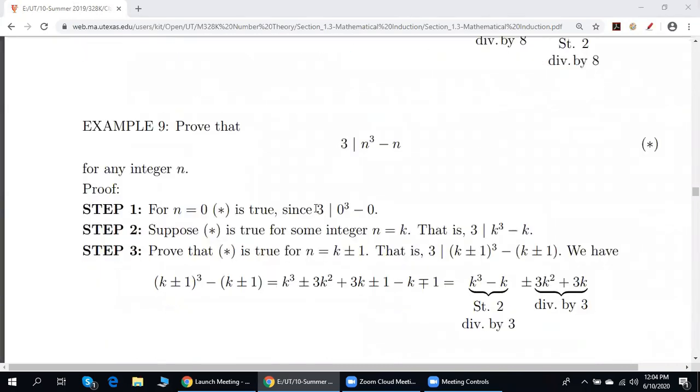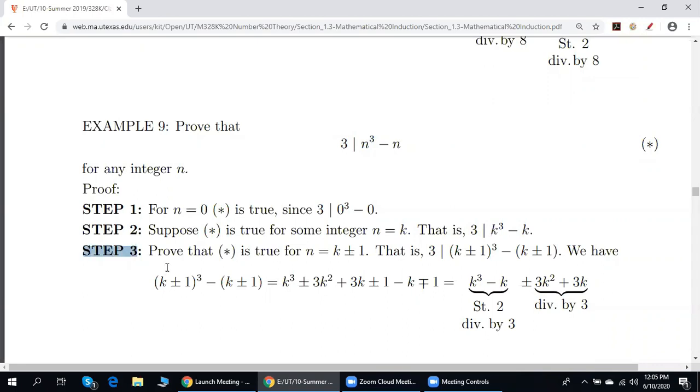Over here, since we have to prove it for any integer n, we can put instead of 0 basically any number. But the easiest case is when n is equal to 0. Obviously, 3 divides 0 cubed minus 0. Step 2 is basically same as before. We just replace n by k.